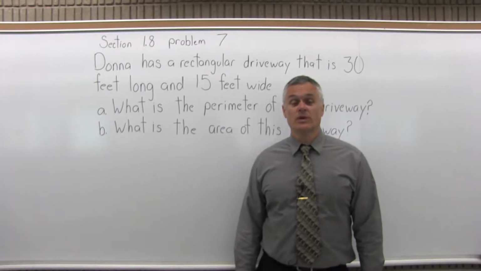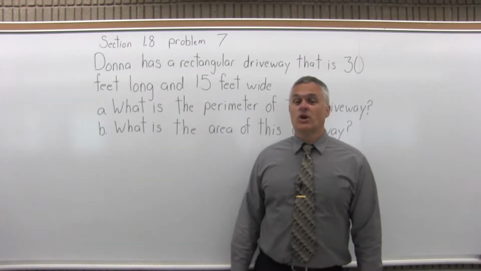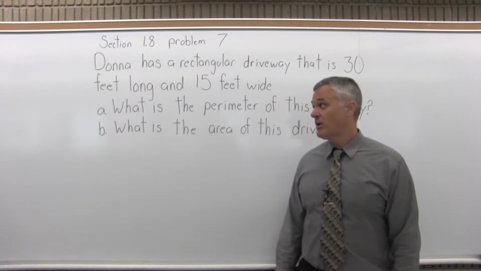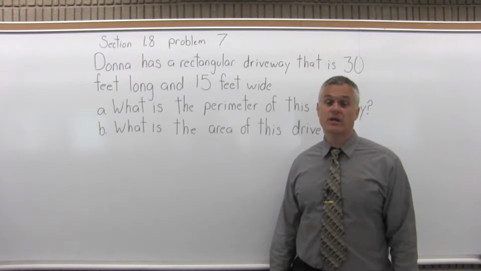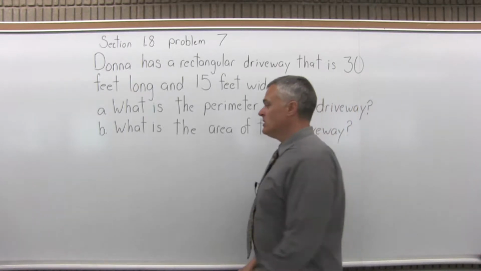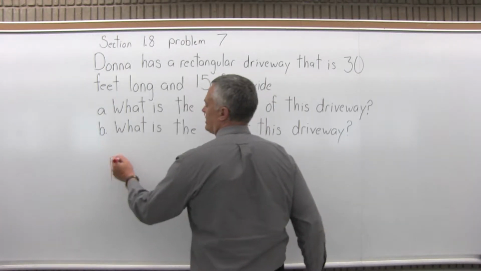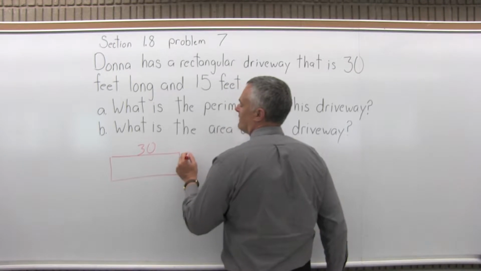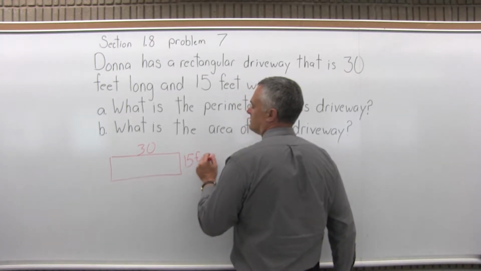This is Section 1.8, Problem 7. It says Donna has a driveway that is 30 feet long and 15 feet wide. Part A asks what is the perimeter of this driveway, and Part B asks what is the area of this driveway. So let's draw a little bit of a picture of what a driveway like this might look like. So let's say it's 30 feet long and 15 feet wide.